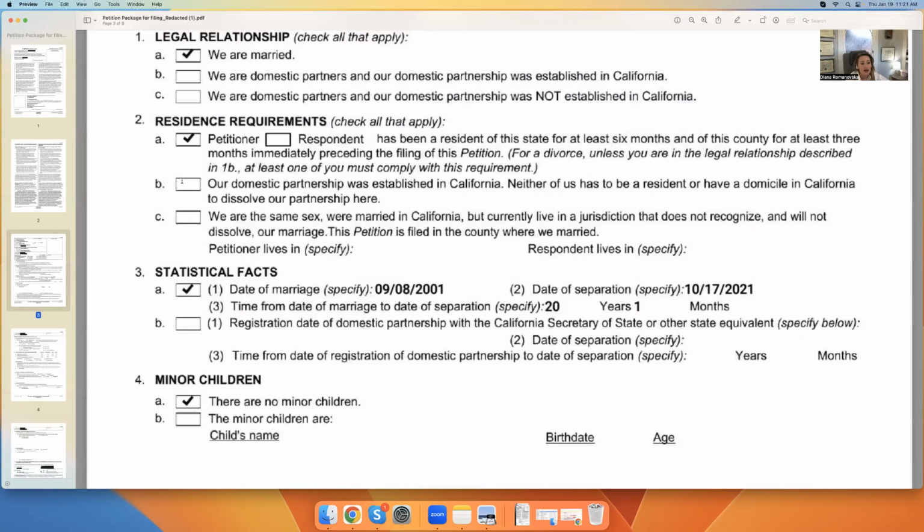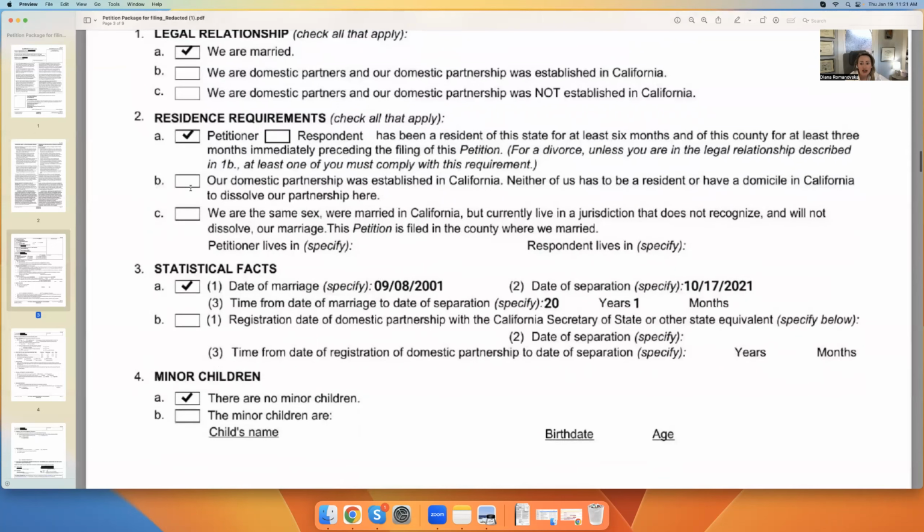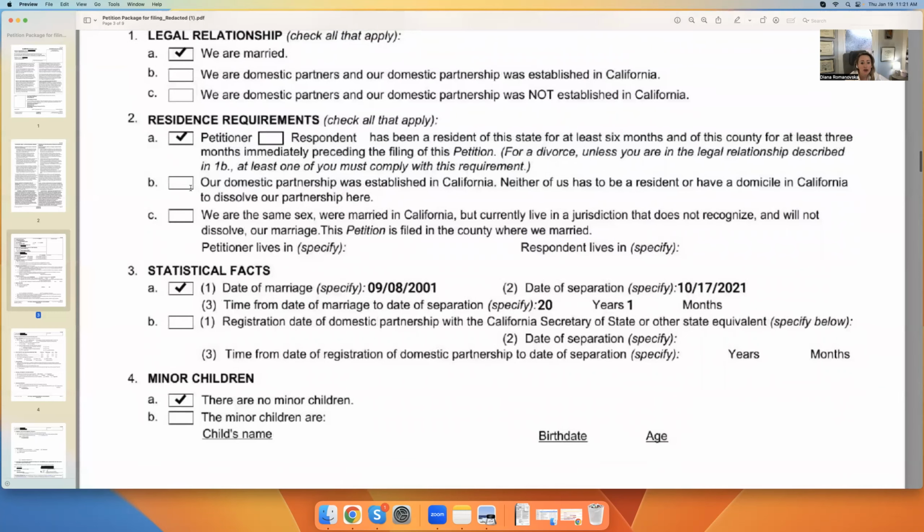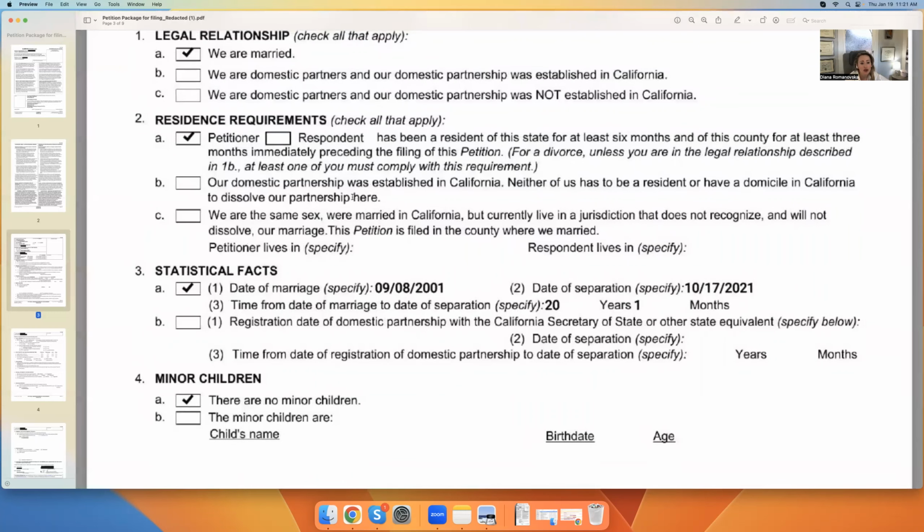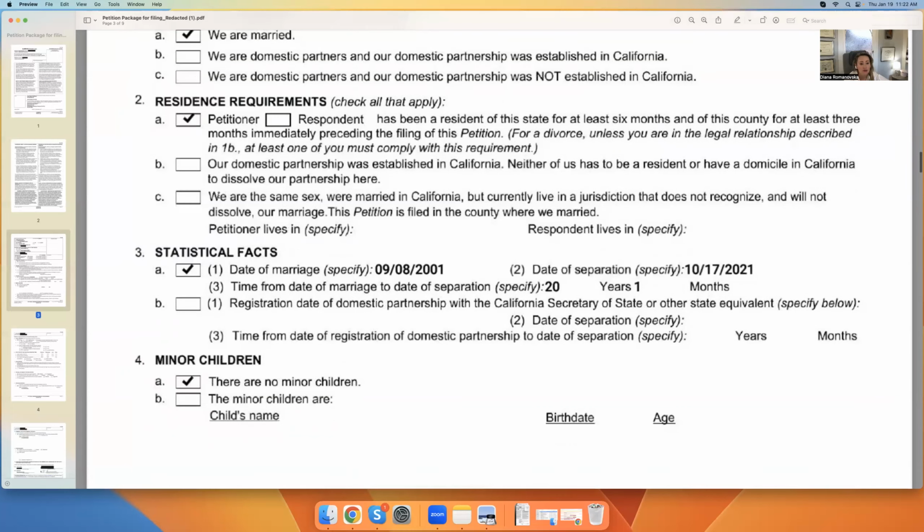Okay, second box. Our domestic partnership was established in California. Neither of us had to be a resident or have a domicile in California to dissolve our partnership here. So if it applies to you, check it off. And the third box: we're the same sex, we're married in California, but currently live in a jurisdiction that doesn't recognize and will not dissolve our marriage. So this petition is filed in the county where we're married, where the petitioner lives, or the respondent lives. So it gives another option.